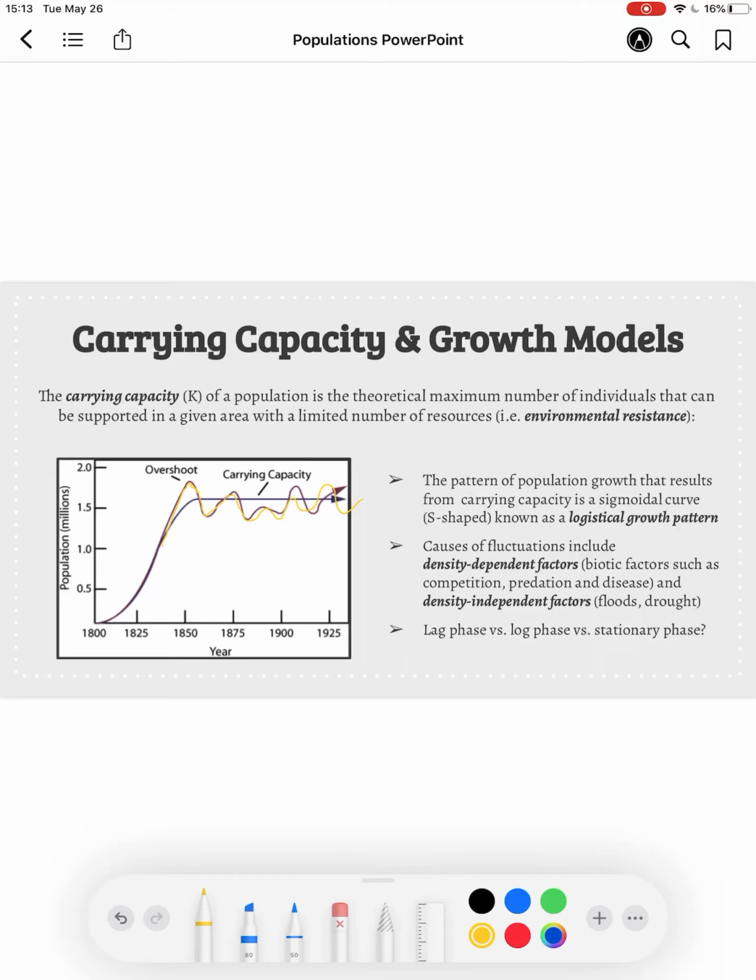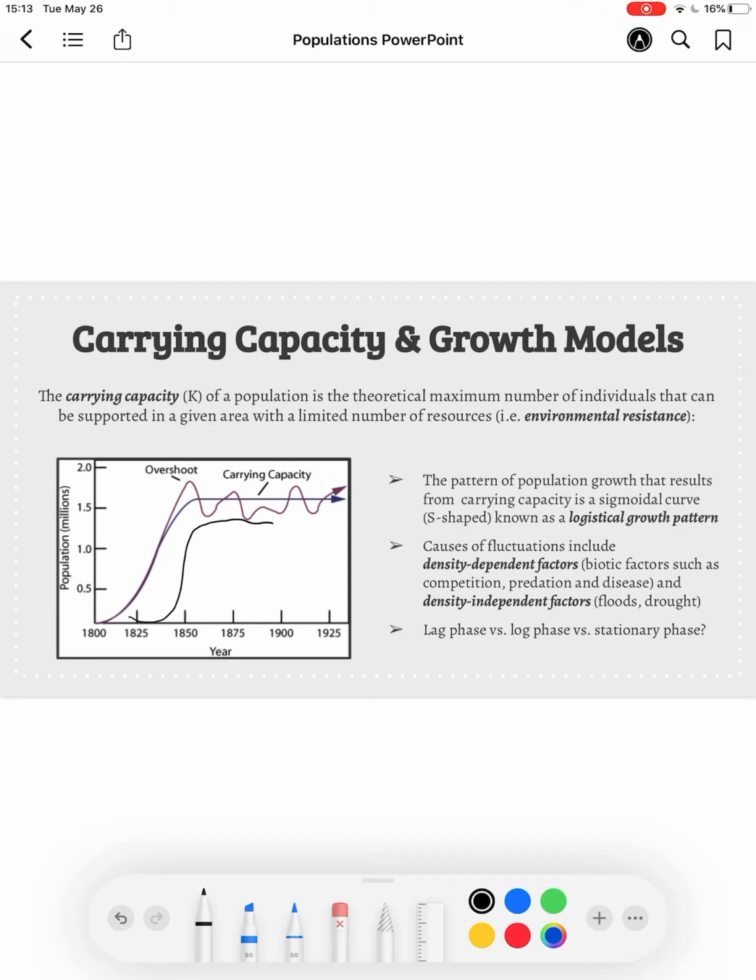What the heck does that all mean? Well, let me just erase this. Basically, if you look at this, it almost looks like an S. It starts out at the bottom, and then it goes like that. It's sort of in the shape of an S. So this is a type of growth model that happens, and it sort of levels out at the top when it hits that carrying capacity.